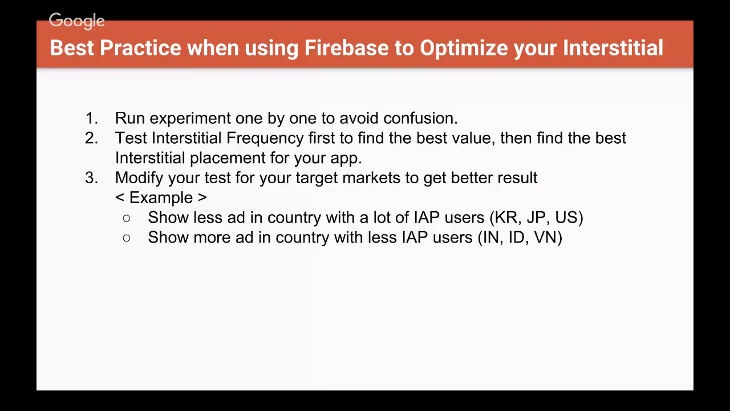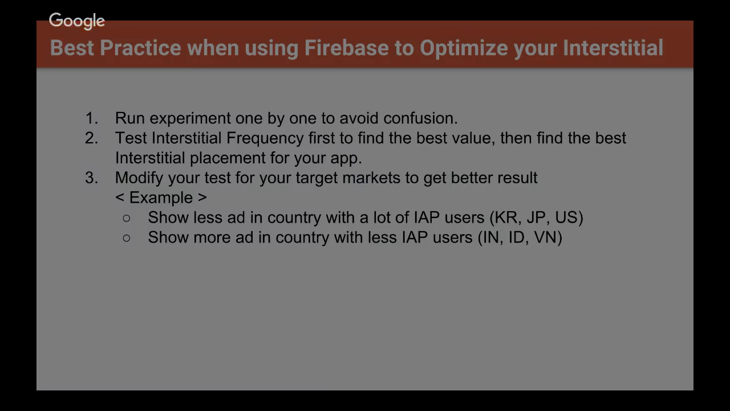For example, you may want to show less ads in the countries with lots of IAP users and high value users, for example, Korea, Japan, or the US. And you may show more ads in the countries with fewer IAP users, such as Indonesia, India, and Vietnam. That's all from my part.